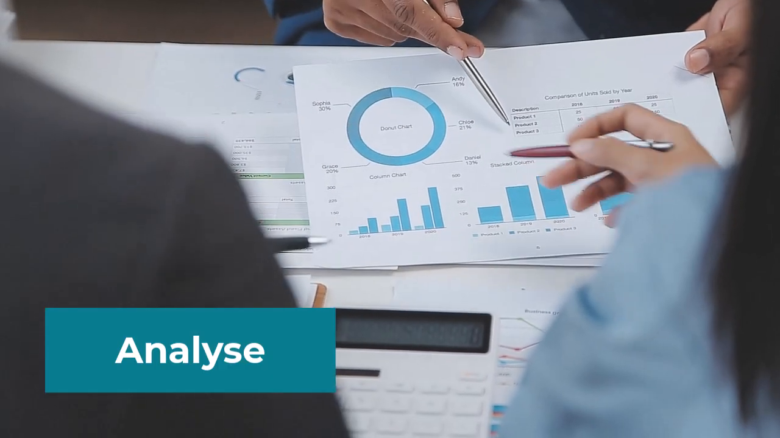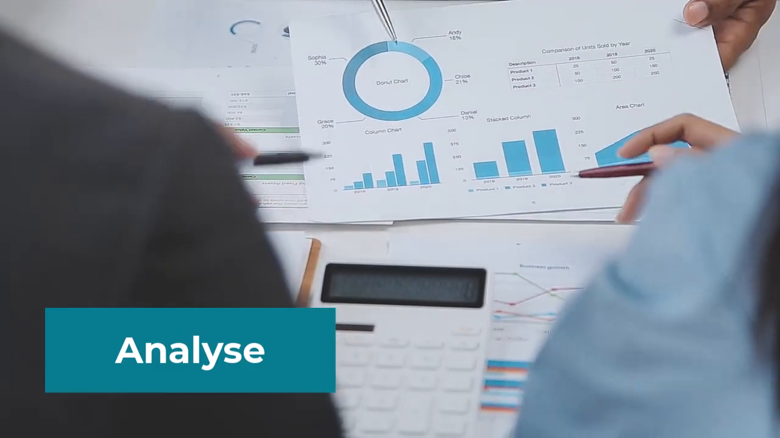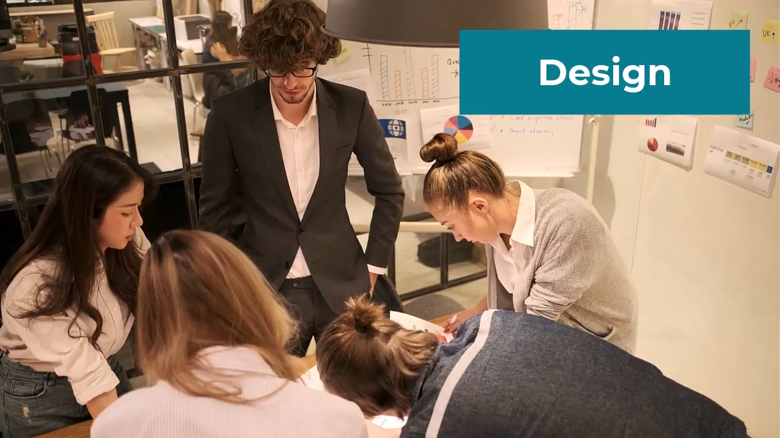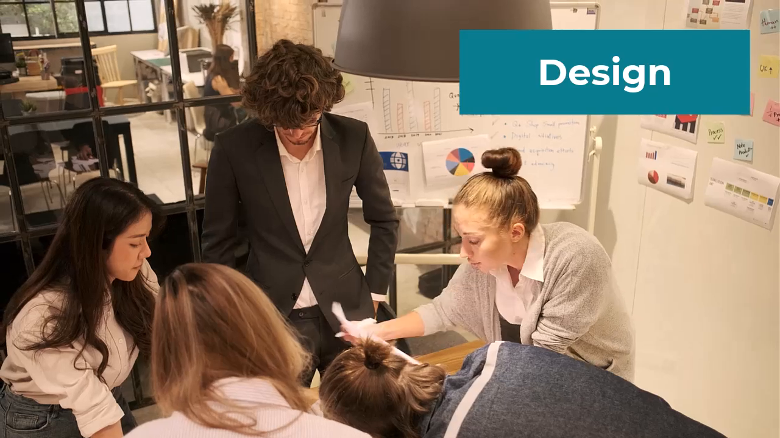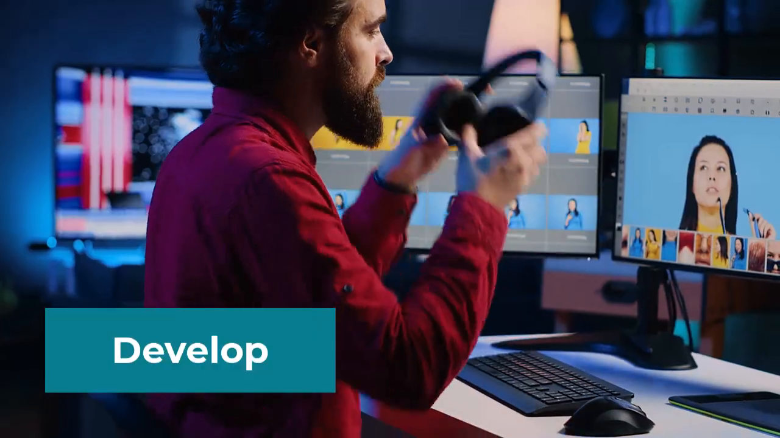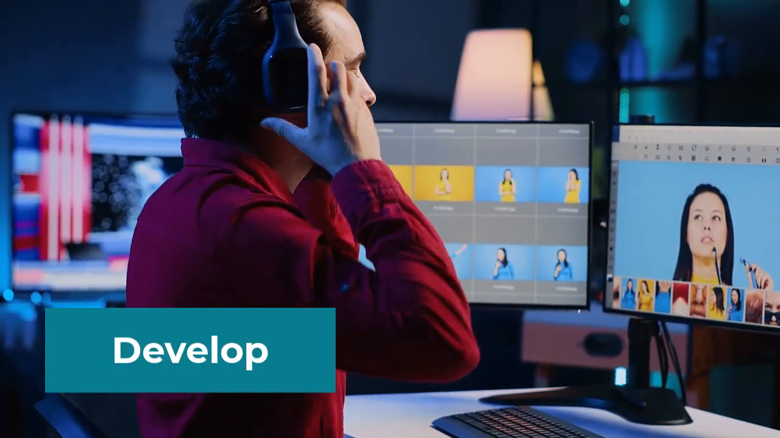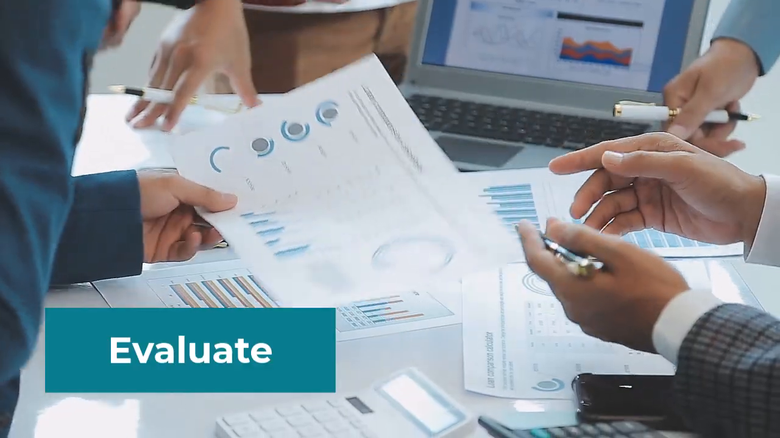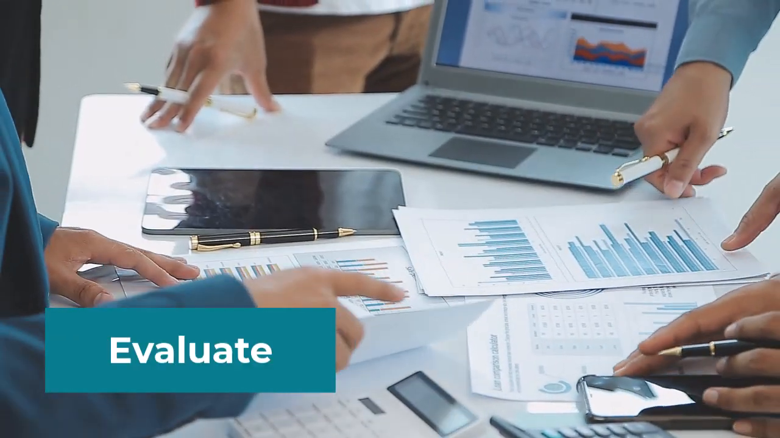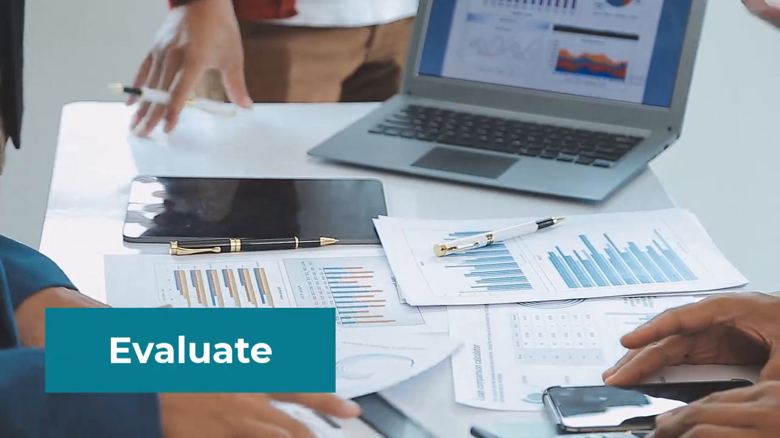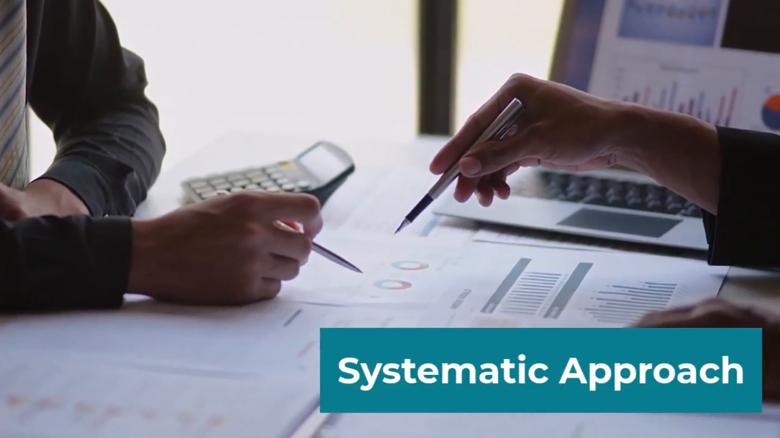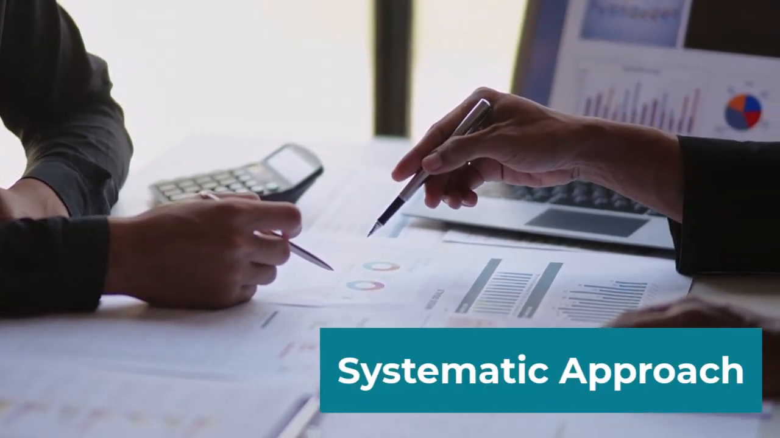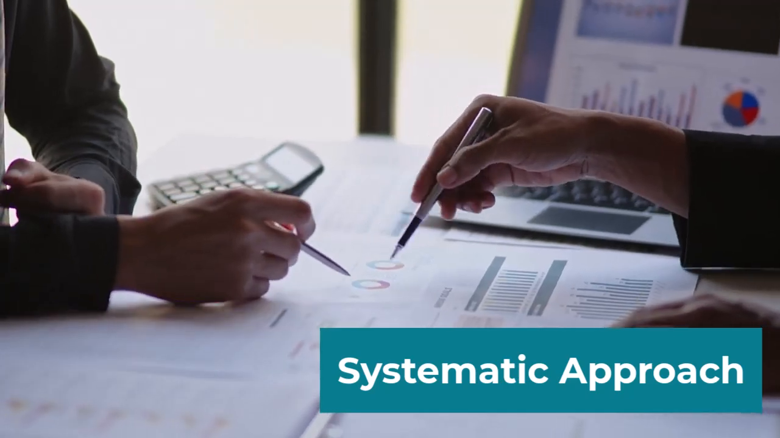Analyze. Identify learner needs, goals, and constraints. Design. Plan the structure, content, and assessment strategies. Develop. Create the instructional materials. Implement. Deliver the course or training. Evaluate. Assess the effectiveness and make improvements for next time. ADDIE is systematic and thorough, but it can be slow to adapt if changes are needed late in the process.